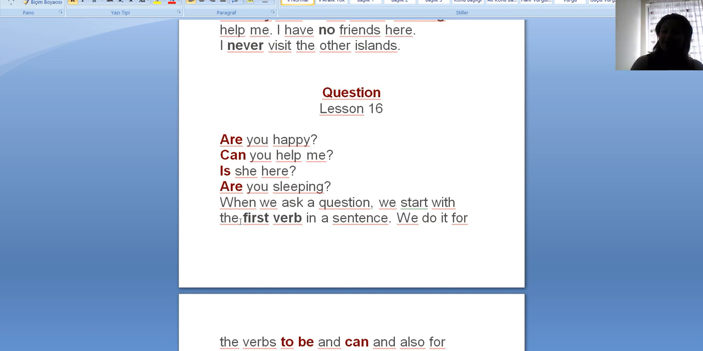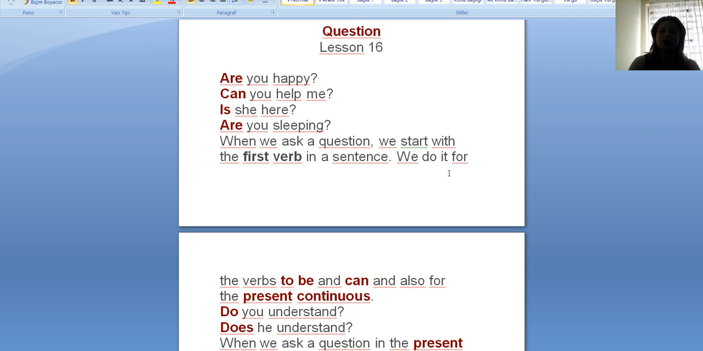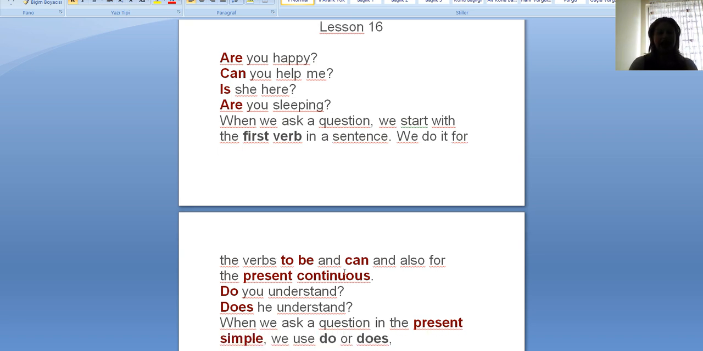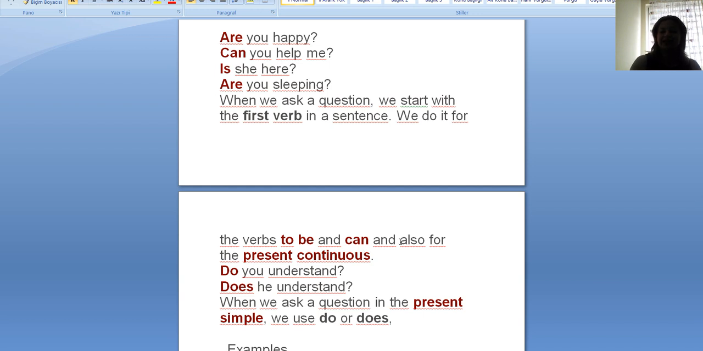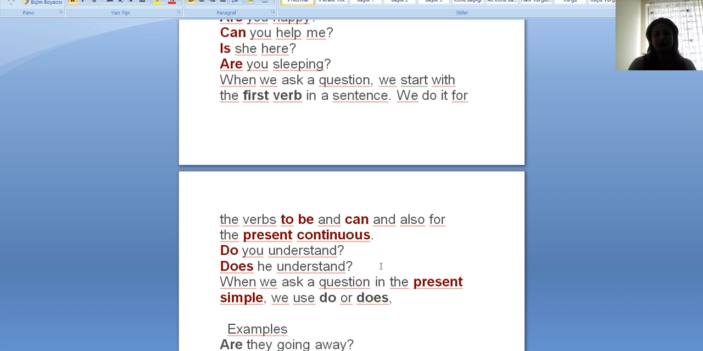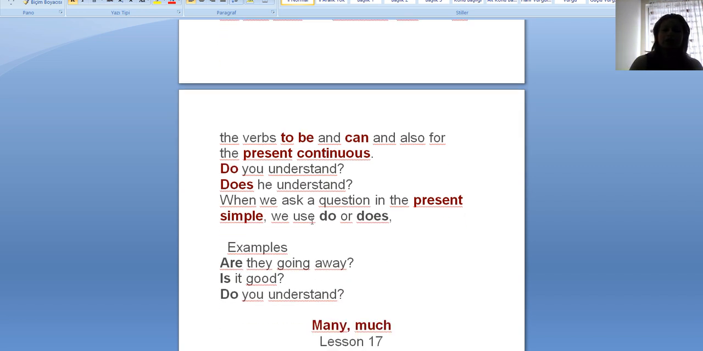I'm not sleeping. I wake up. When we ask a question, we start with the first verb in a sentence. We do it for the verbs to be and can, and also for the present continuous. Now, do you understand? Do you understand? Does he understand?